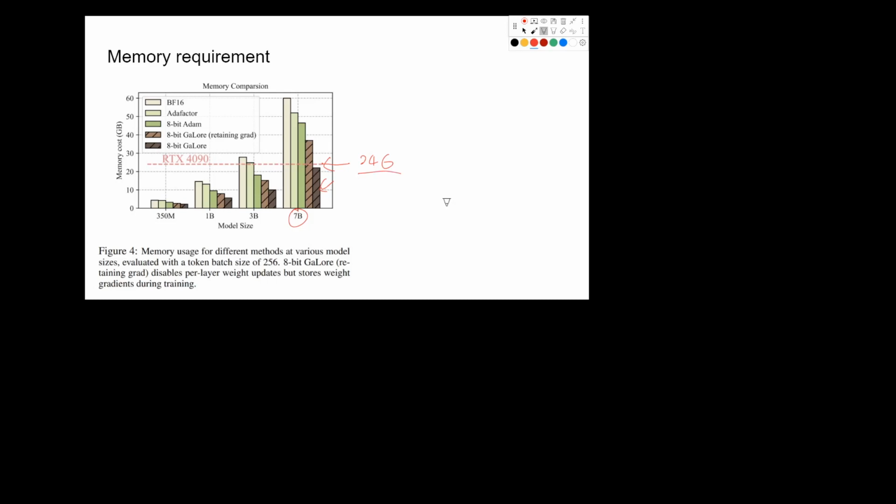So this is amazing. We could fine-tune the Llama 7B on our computer. Of course, it will take a very long time to do that, but we can do that. At least for the memory, we will not be limited by the memory.